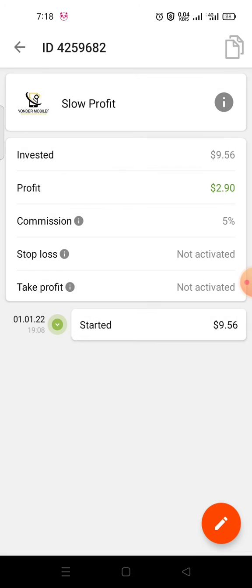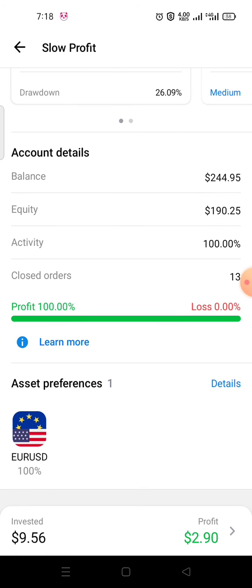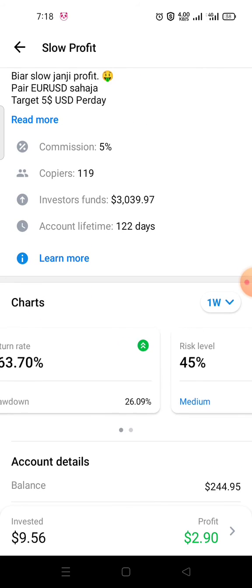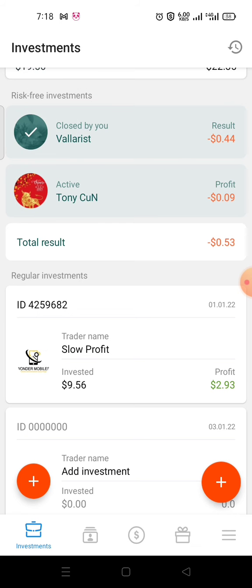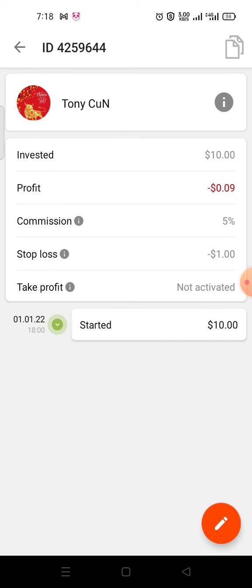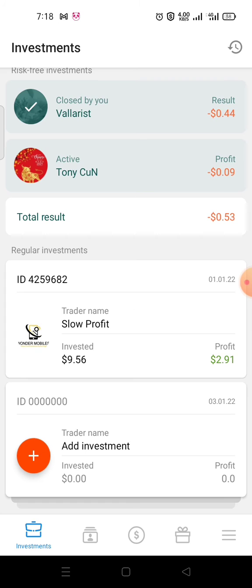I'm just gonna go ahead and open the account right here, and 2.90 is the profit currently, and the risk level is medium. So if you don't want to lose your money, I would suggest that you go to the low risk level. I thought I was going to lose this $20, so I just invested $10 in here and $10 down there. And as you can see, it's running at minus 0.09 loss, and this is $2.9 profit.